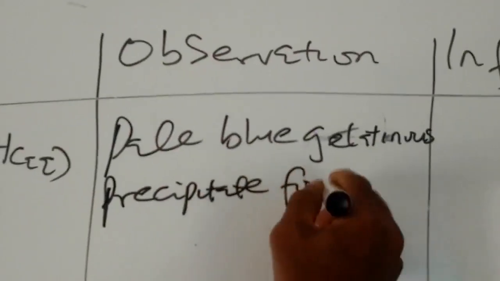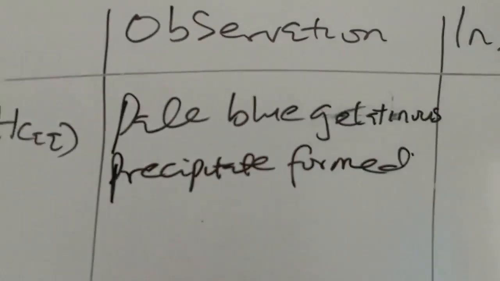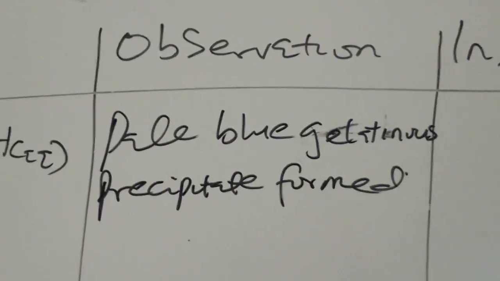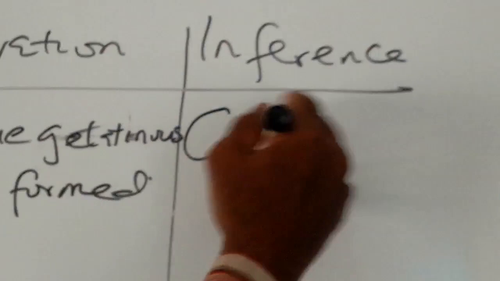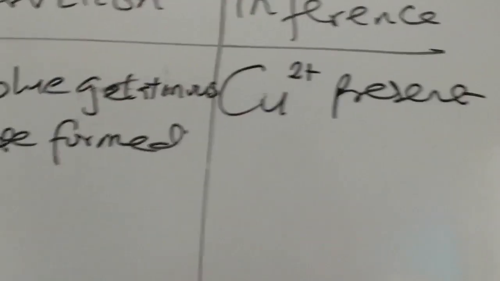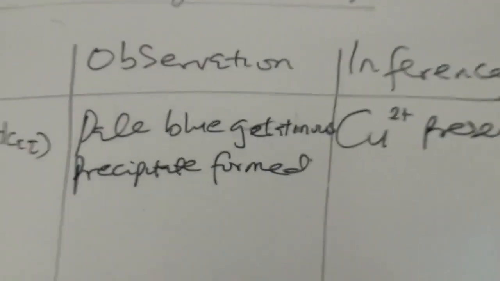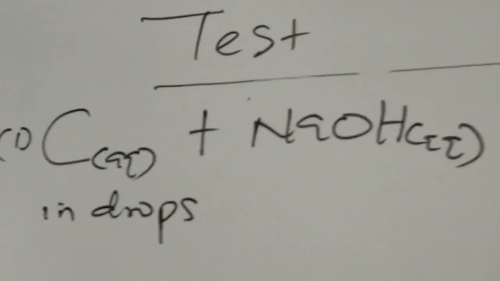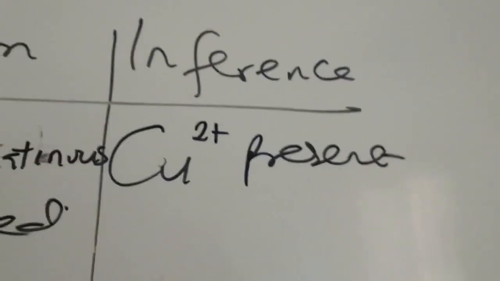formed inside the solution. The inference means which cation or which metallic ion can give this kind of result. It is copper 2 ion. We say copper 2 ion present, not copper 1 ion. Copper can still have copper 1 present. Then that is the result we can infer from this little experiment.